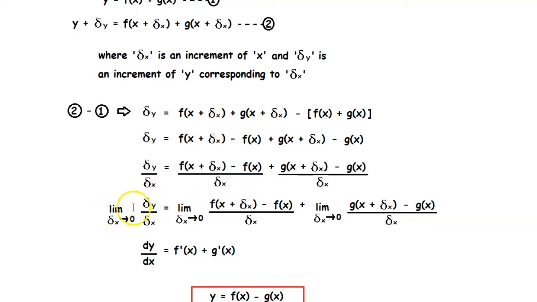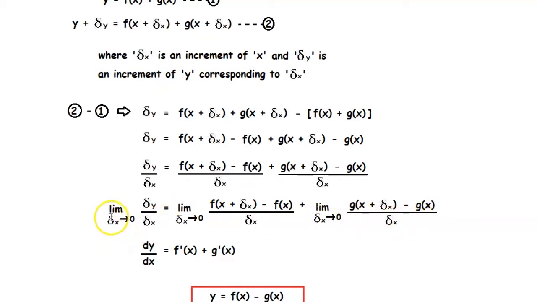Then we apply the limit for both sides. So this will be limit of delta y over delta x as delta x tends to 0 will be equal to, for the right hand side, we apply the limits for f functions and the g functions separately. So this will be limit of f of x plus delta x minus f of x divided by delta x as delta x tends to 0 plus limit of g of x plus delta x minus g of x divided by delta x as delta x tends to 0.